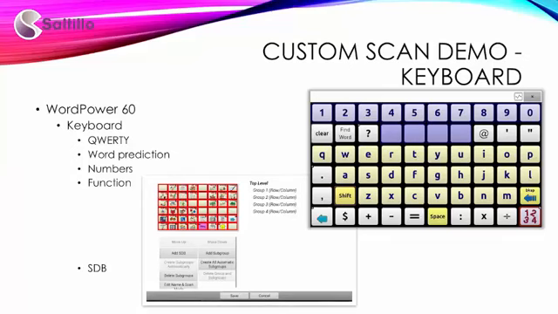Another example of a page where you might want to create a custom scan for one page that is different than all the others is a keyboard. A keyboard is set up in a separate layout than the rest of the vocabulary file, and therefore you would probably want a different scan pattern. I will use the WordPower 60 keyboard, continuing with one switch setup, block scan, and auditory prompts on.